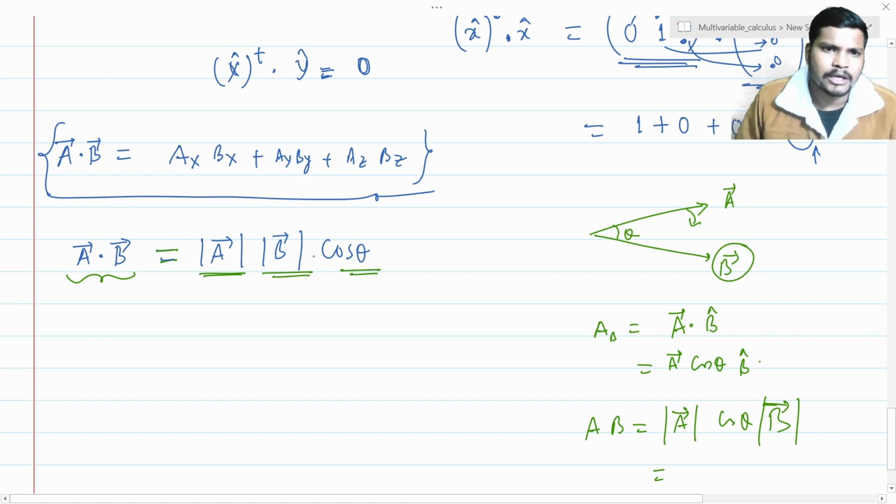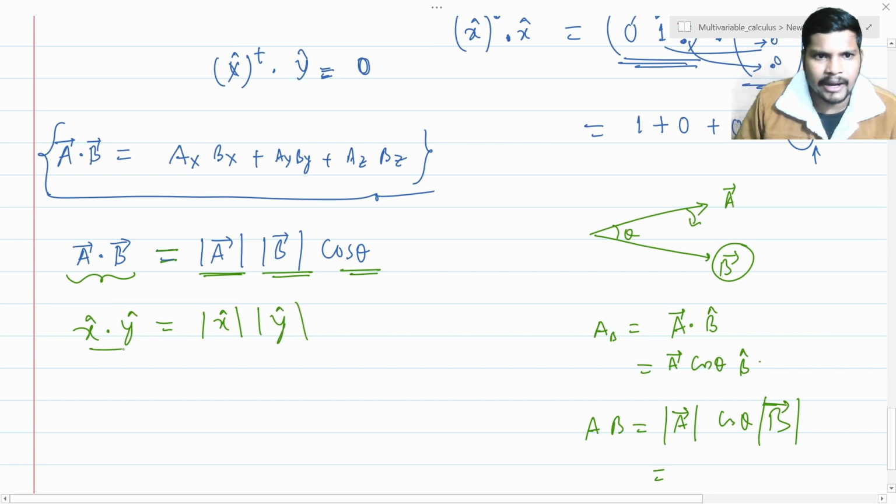Now if I have x hat dot y hat, then you can see x hat and y hat, and then cos theta. What is the angle between x hat and y hat?